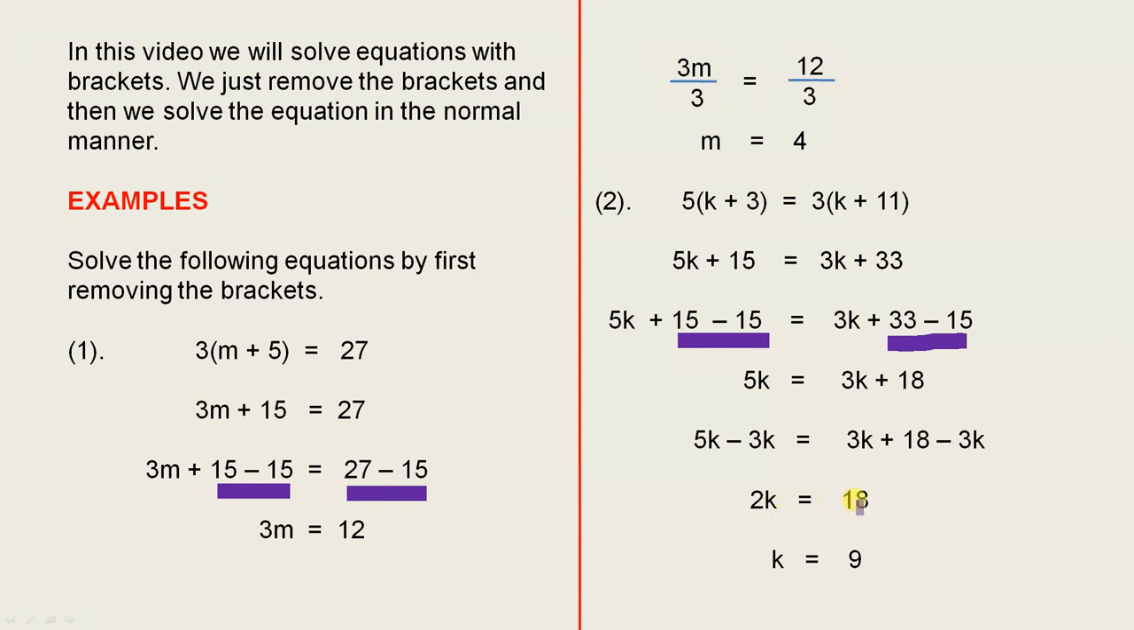If we divide both sides by 2, I didn't have to show the working, because once you get very proficient and you're at this stage, we know that we have to divide both sides by 2, which gives us k equals 9. And if you want to check it, 9 plus 3 equals 12, 5 12s are 60. 9 plus 11 equals 20, 3 20s are 60. And we know it works.